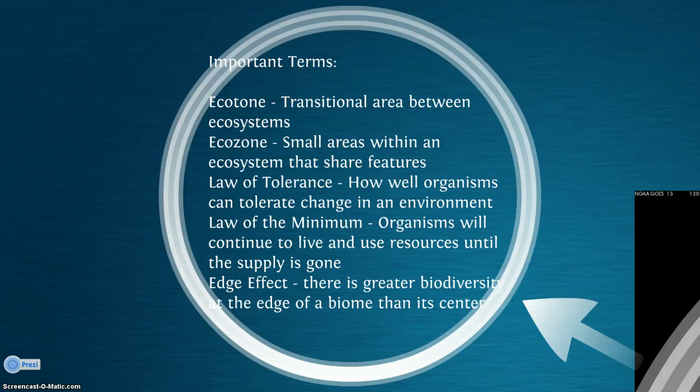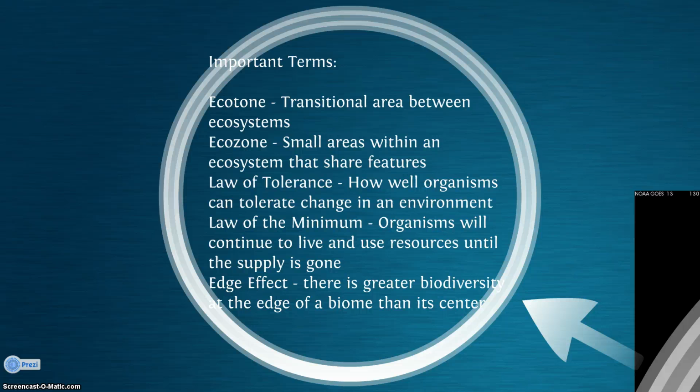The law of minimum is also where we get limiting factors. Remember, limiting factors are those things that limit how many of a population can be in one place at one time. So when we talk about what kind of limiting factors there are, we're really talking about which resources a species or a population has used up the fastest.